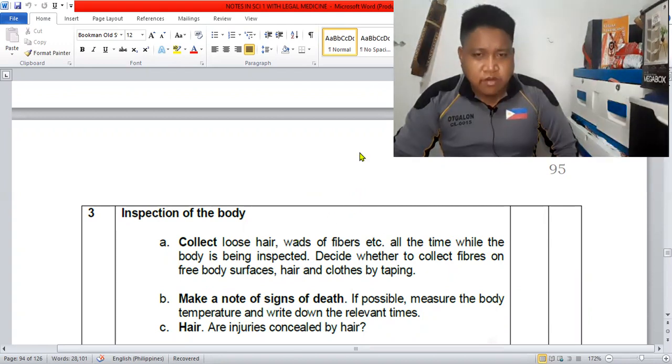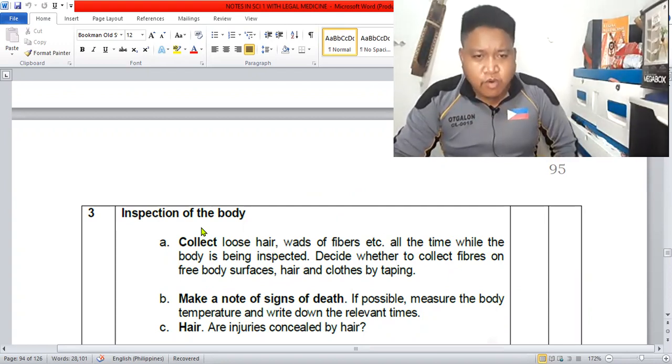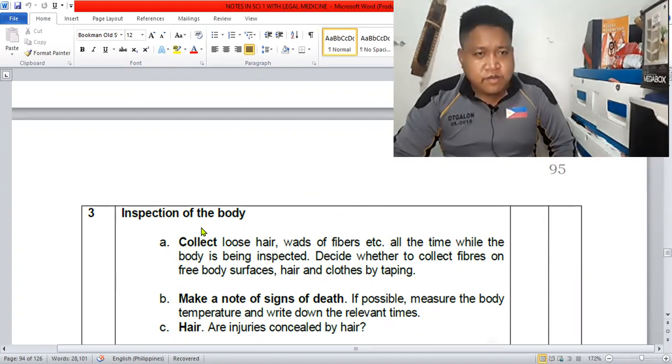All right, so let us continue. This is part 4 of chapter 4, on the crime scene investigation techniques and procedures. So let us continue on the checklist in the conduct of crime scene investigation.